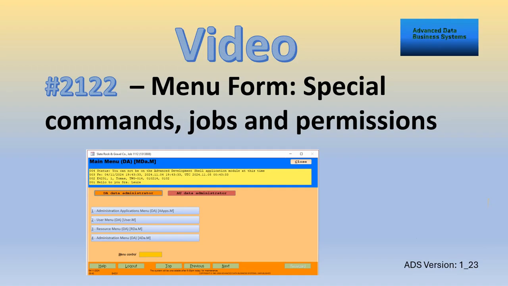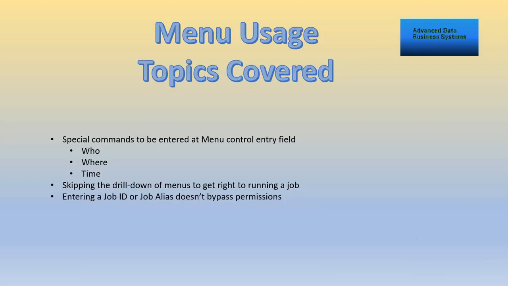This is video 2122, in which we will provide a mid-level understanding of how the menu form functions in the ADS. Specifically, we'll look at the menu control entry options and how permissions control job execution.